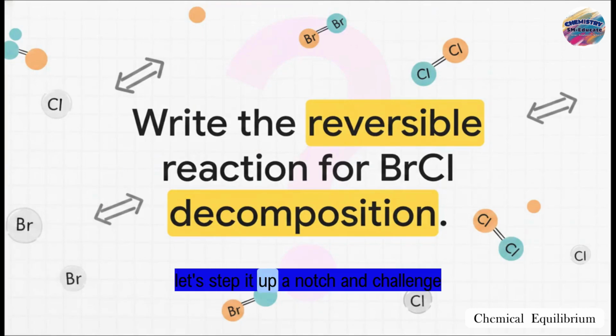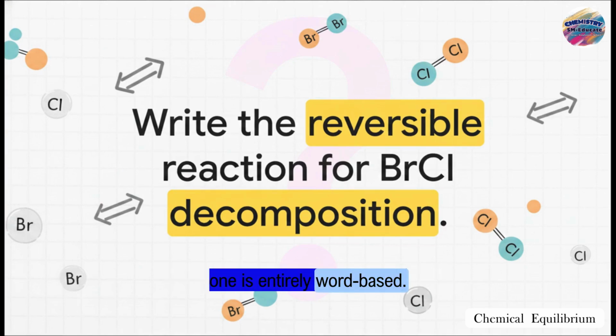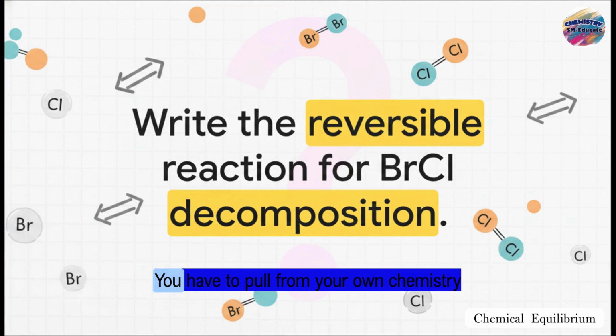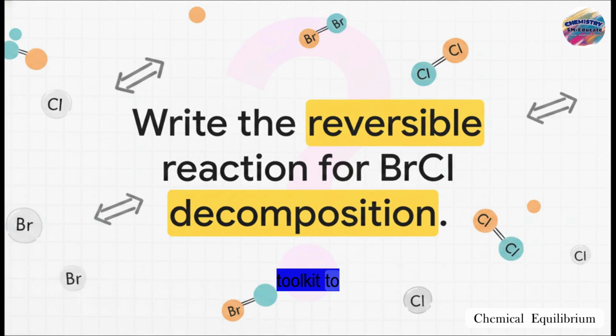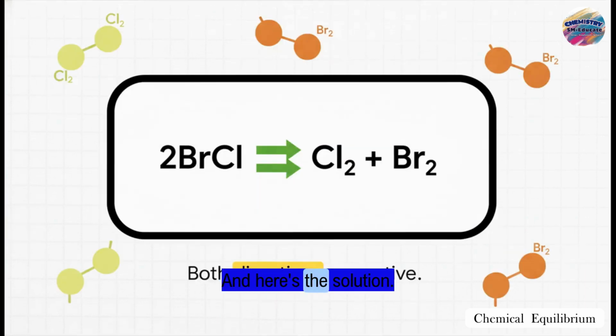All right, let's step it up a notch and challenge ourselves with the think tank question. This one is entirely word-based. Quote, bromine chloride decomposes to form chlorine and bromine. Write the reversible chemical reaction. Okay, so this time, the textbook isn't handing you the symbols. You have to pull from your own chemistry toolkit to write out the full reversible format based strictly on this text prompt. And here's the solution.